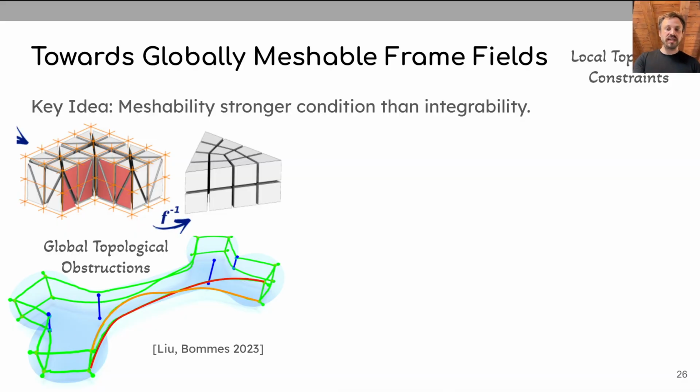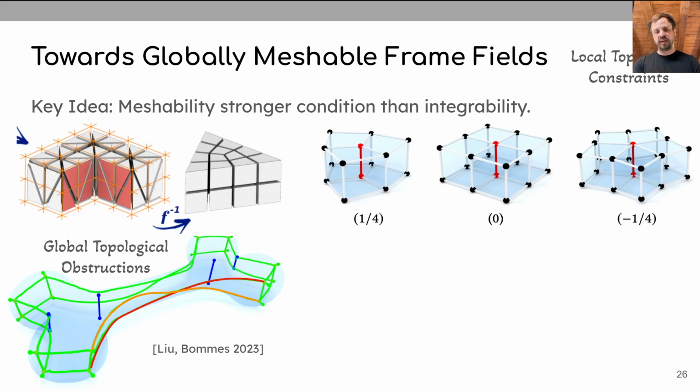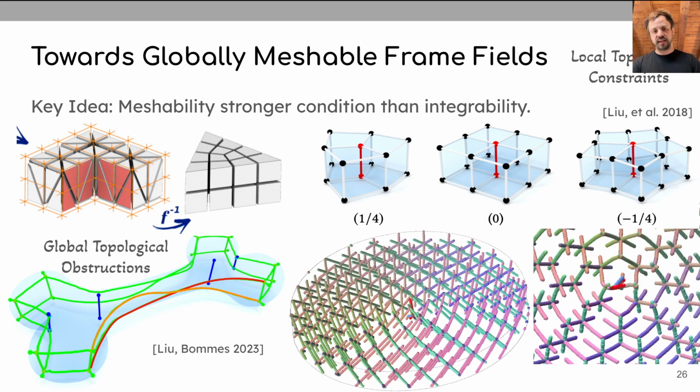Another thing that we don't guarantee is that the singular structure is even locally valid everywhere. One condition that we know needs to be enforced in order for a symmetric frame field to be meshable, rather than integrable, is that everywhere the singular structure must have index a quarter, plus or minus a quarter, or index 0. On the other hand, it's totally valid for an integrable symmetric frame field to admit singularities of index 1/3. So here's an explicit illustration of this.